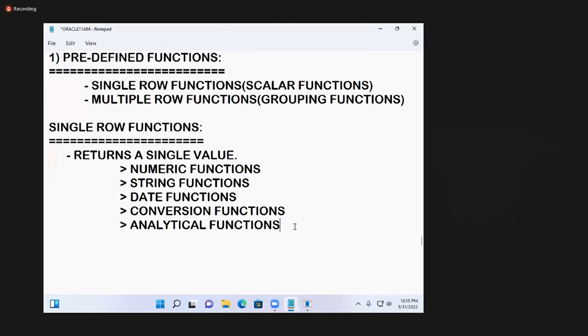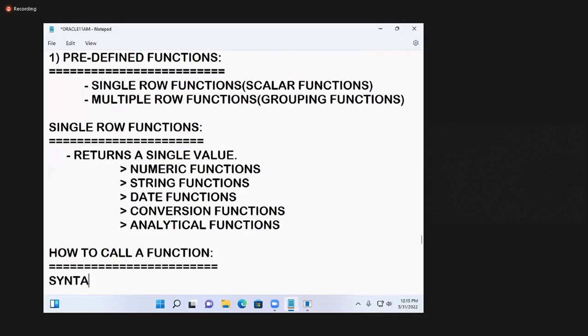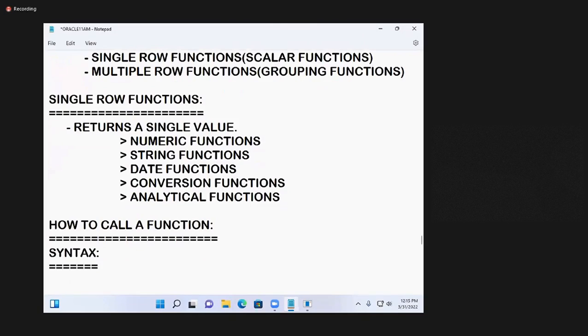But in any function, guys, whenever you want to call these predefined functions, there is one syntax. So take it below: how to call a function. The function may be user-defined or predefined, anything. How to call a function: we have a syntax here. My syntax is: select, and I have to send my function name, f name, with some value or values, from dual.